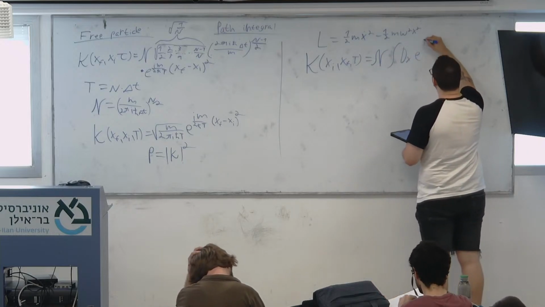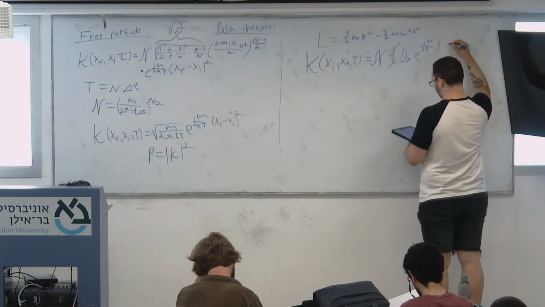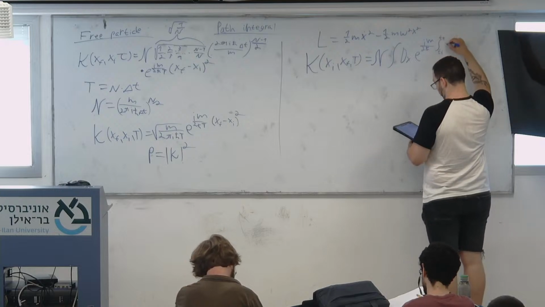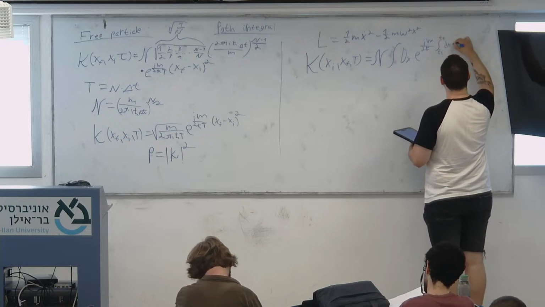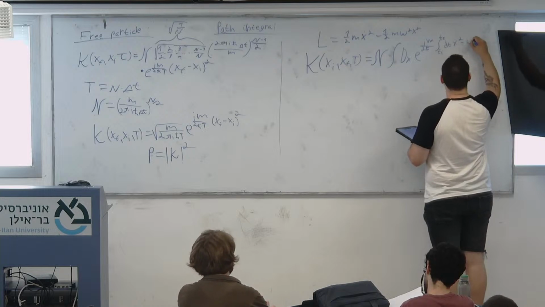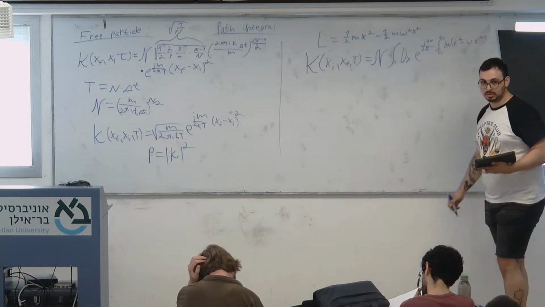Of and divided by 2 bar integration of ti to tf dt of psi squared minus omega x squared. Right.